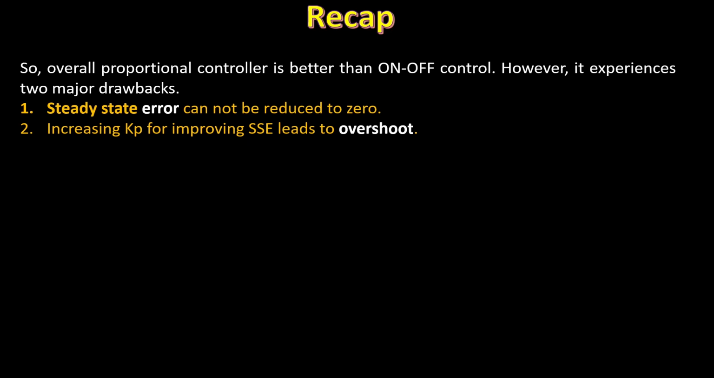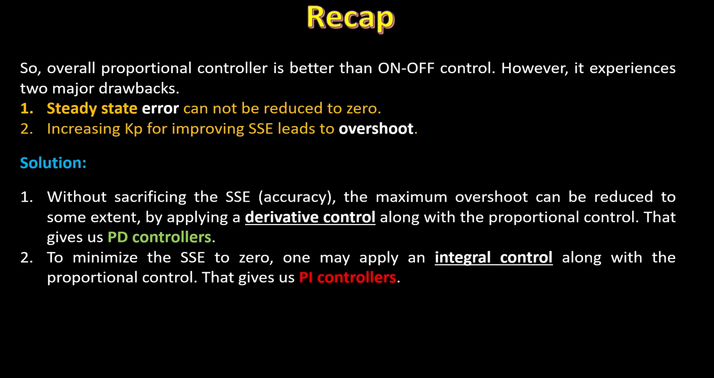So what are the solutions? The solutions are two. If you ignore the error part, that means maybe we can tolerate some error, but we cannot tolerate any disturbances or any overshoot, then we should employ, along with a proportional controller, a derivative controller. A derivative controller has the power to minimize the overshoot, but it does not alter any error.